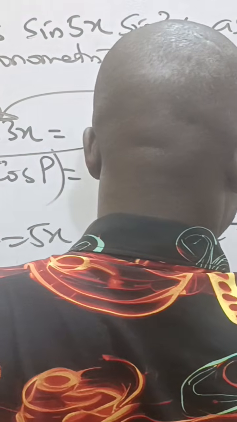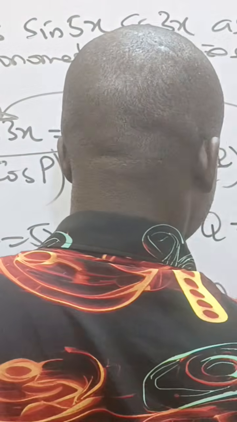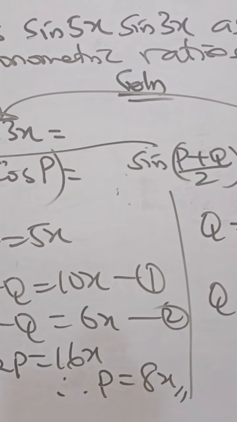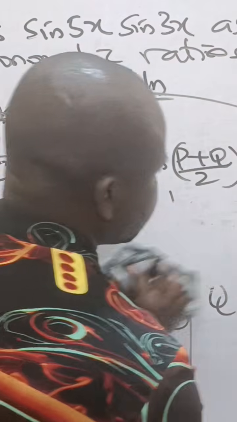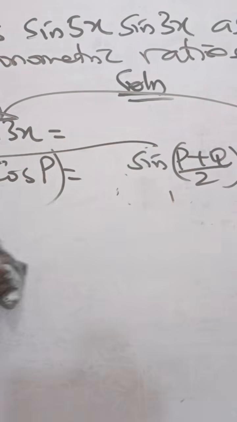So we substitute the value of p into equation 1 so that q will be equal to 10x minus p. And that will be 10x minus 8x. So q is equal to 2x. So the value of p is 8x and q is 2x. Since we have gotten the value of p and q, then we can actually express. P is 8x and q is 2x.